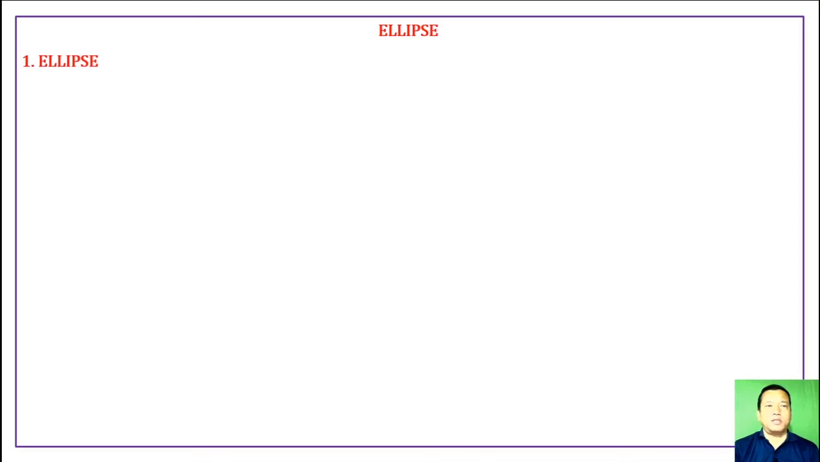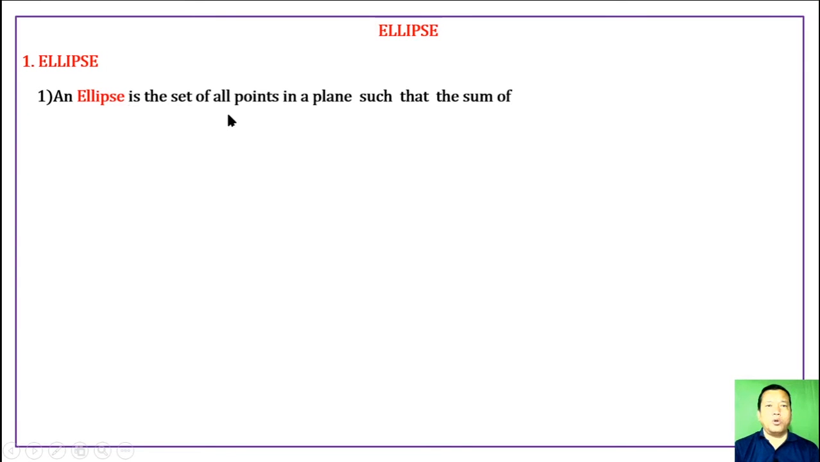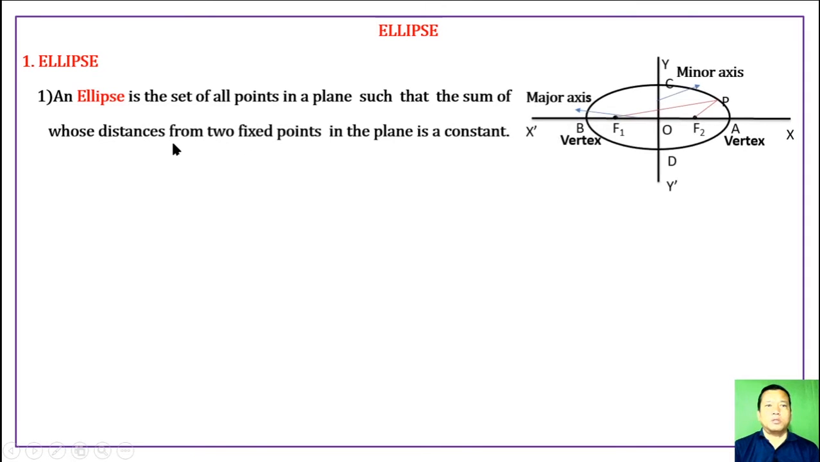Ellipse. What is an ellipse? An ellipse is the set of all points in a plane such that the sum of whose distances from two fixed points in the plane is a constant.